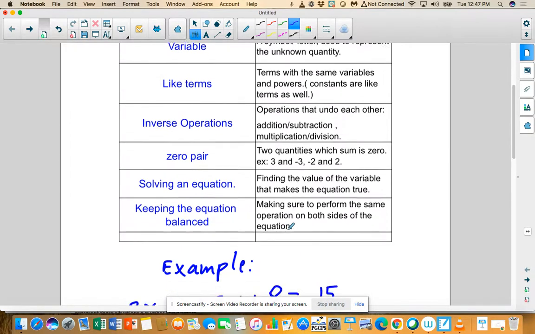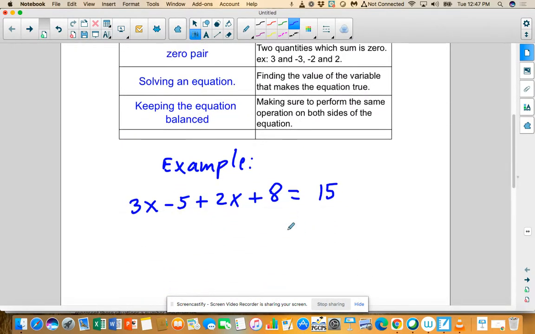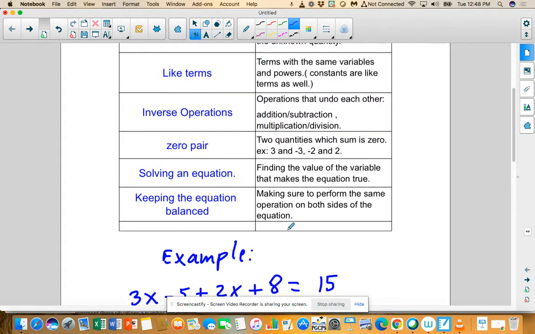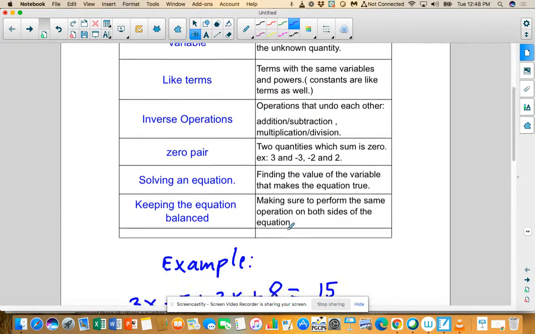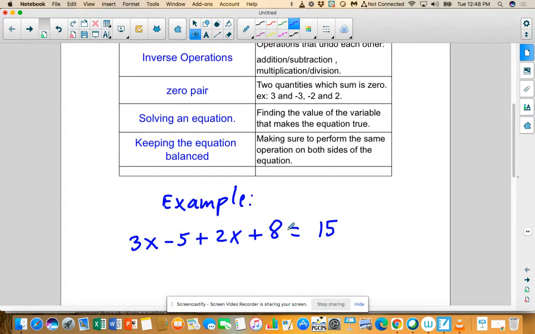Now, I'm going to use this example to talk to you about a few items we just talked about. When we are talking about terms, each one of these that are separated by either minus or plus are called terms. The 3x is one term. 5 is a term. 2x is another term. 8 is another term. And 15 is a term.